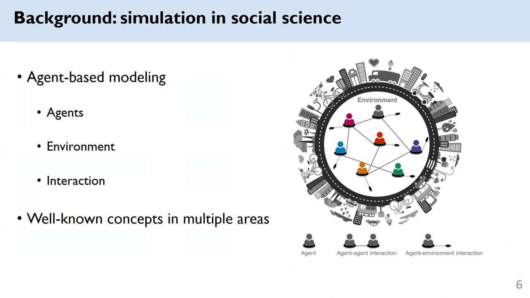Okay, let's recap the concept of agent-based simulation and agent-based modeling. Agent-based modeling is a well-known concept in many areas, including multi-agent systems, complex systems, and economics. In agent-based modeling, there are agents, environment, and interaction. First you define the environment, and then define how the agents interact with each other and with the environment, and try to observe some population-level or aggregate-level phenomena. So that's the basic concept of agent-based modeling.